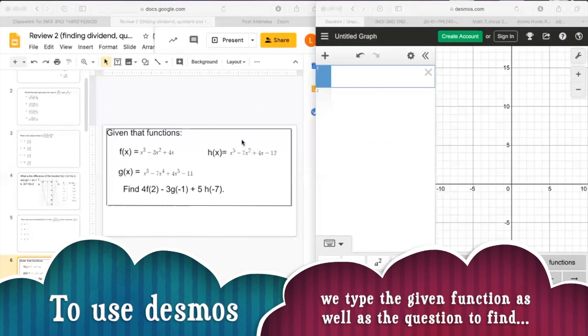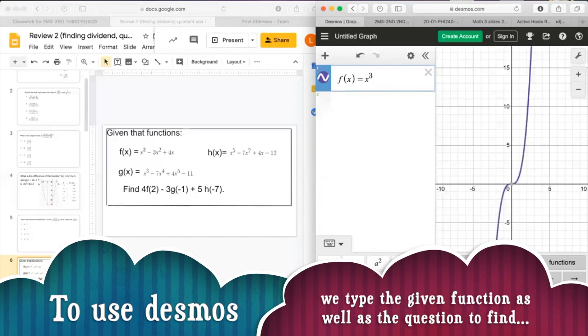Alright, so how do we solve this one? What is the easiest way to solve this? Using the calculator. Because these functions have names, what we're going to do is plug these functions into the calculator. So we'll start with f of x. Here, f of x equals x cubed minus 3x squared plus 4x. That is the first function.